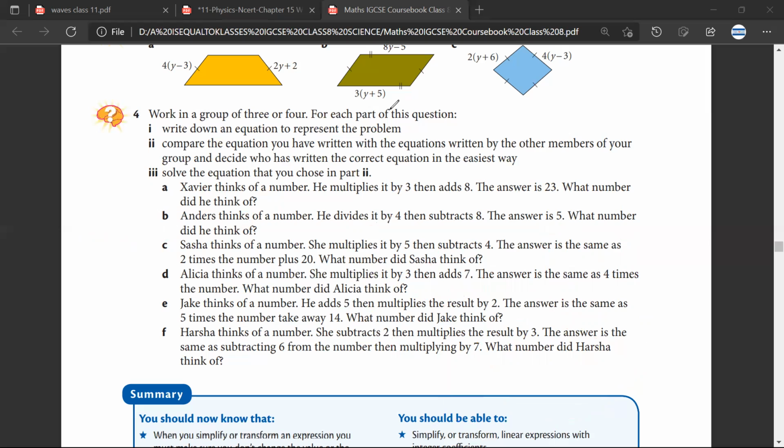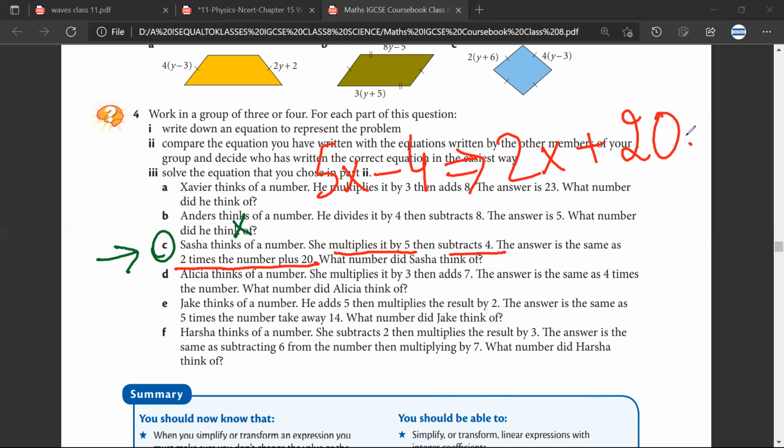Mr. Satya, you need to do all these questions again and submit the homework before Wednesday. Okay, sir. Mr. Sarthak, so a number is x. So 5x minus 4 is equal to 2x plus 20. Satya, any doubt? No, sir.